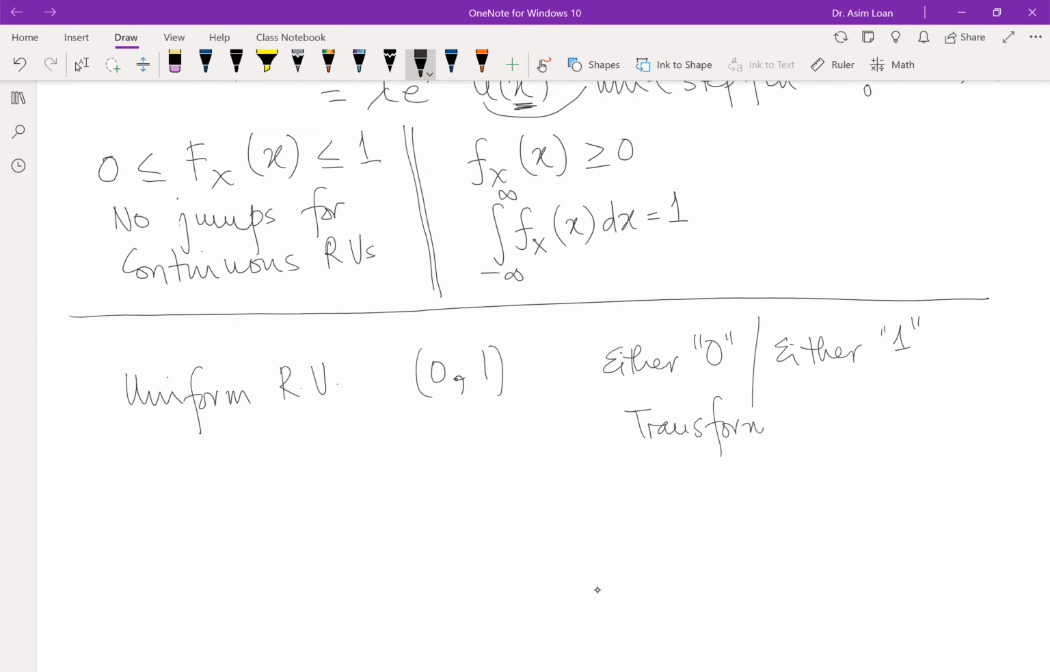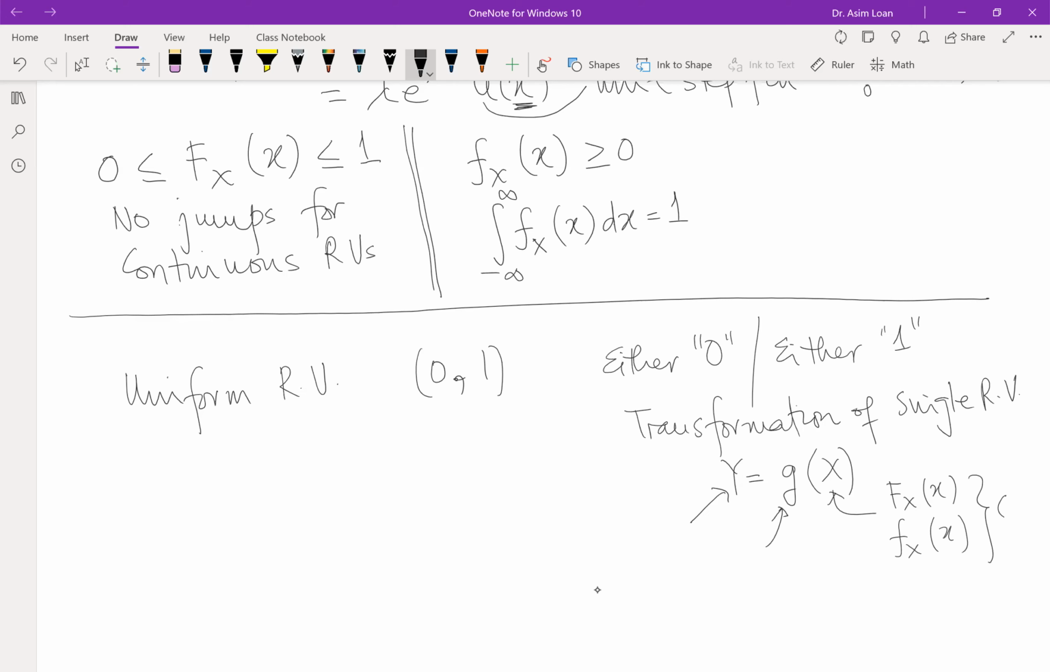Or suppose you have a Gaussian random variable and somebody asks you to generate a log normal or a chi-square random variable. So how do you do that? That is where you have transformation of a single random variable. Obviously, you can also do transformation of multiple random variables, but what you do there is you have y is equal to g of x. So you have some function g, and for x you either have the PDF or the distribution or the density function. So this is given, g is given, and you have to find what is the distribution and the density function.